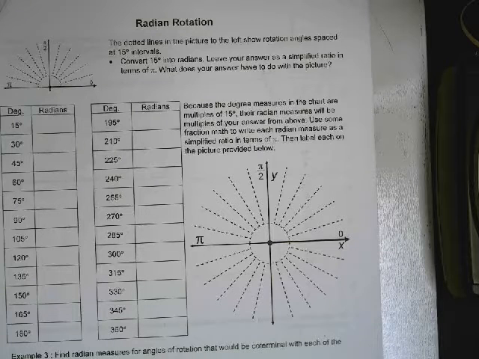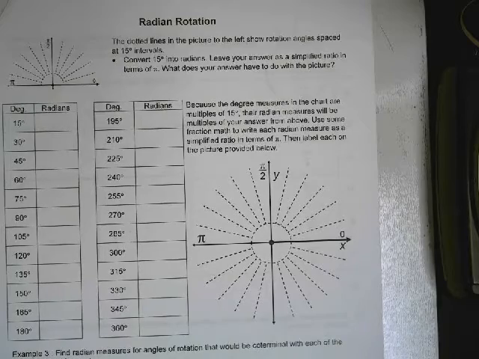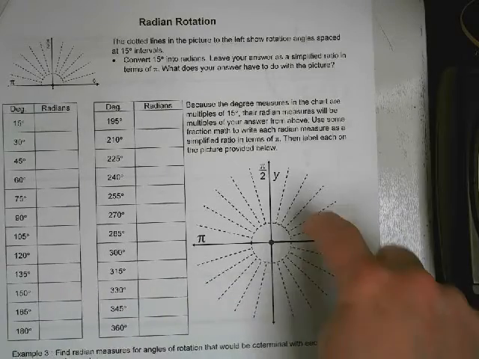It always goes counterclockwise. 0 is the same in degrees as it is in radians. The only difference is that in degrees it has a little degree symbol, and in radians it's just 0. That is the only angle measure that's the same. Everything else has its own different measurement. Now, on here, they have divided this up into 12ths.